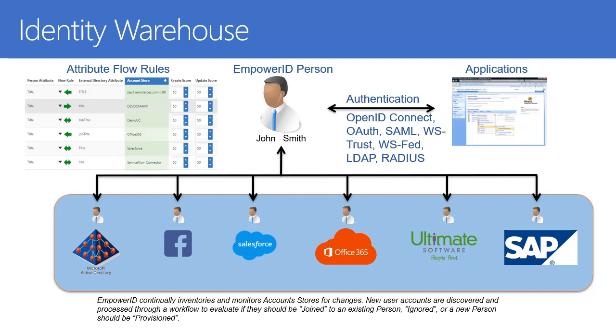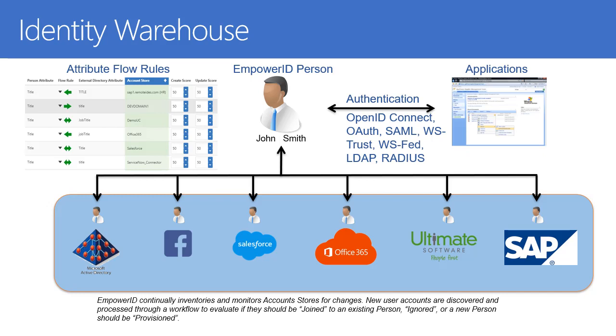Now, once the accounts are linked to a person object, that anchors them together for reporting and for management throughout the lifecycle. It also anchors them together for attribute flow rules to determine when an attribute changes in one system, such as telephone in the telephone system, what are the rules for which other systems should receive this attribute update, and flowing this data back and forth.